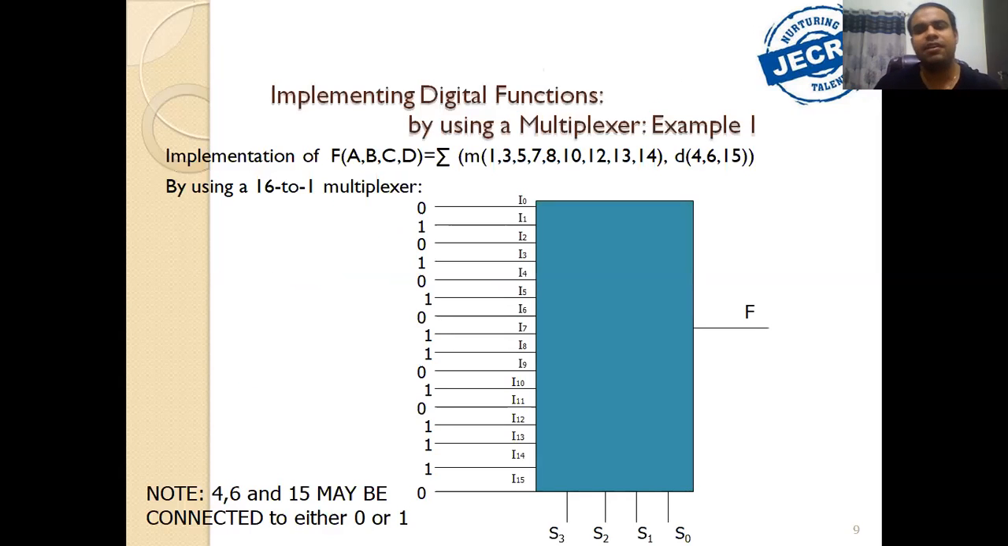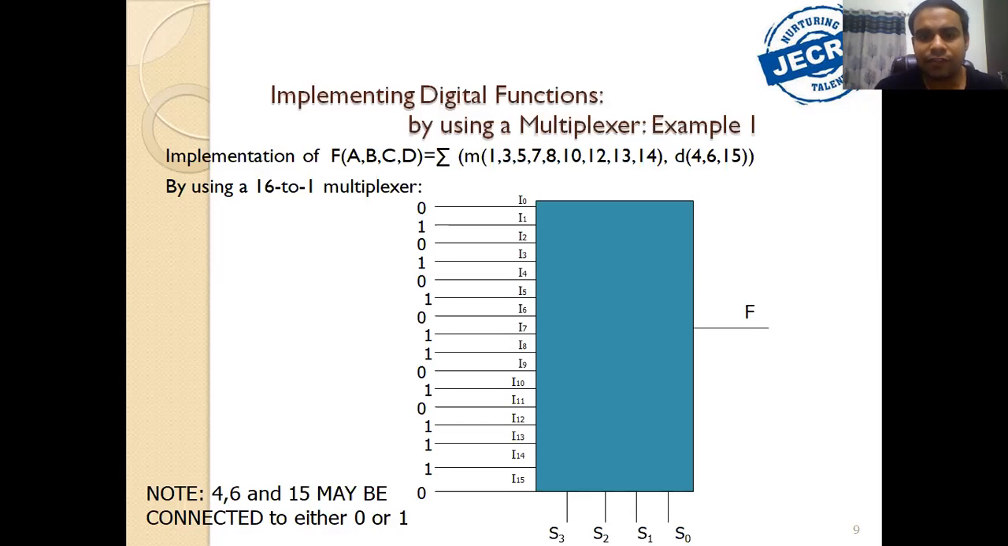Implementing a digital function by multiplexer. I have taken a very simple example of a multiplexer here. F(A, B, C, D), it is a 4 input function, equals summation of m 1, 3, 5, 7, 8, 10, 12, 13, 14 plus don't care 4, 6, 15. These don't cares are basically considered as either you can apply 0 here or you can apply 1 here.